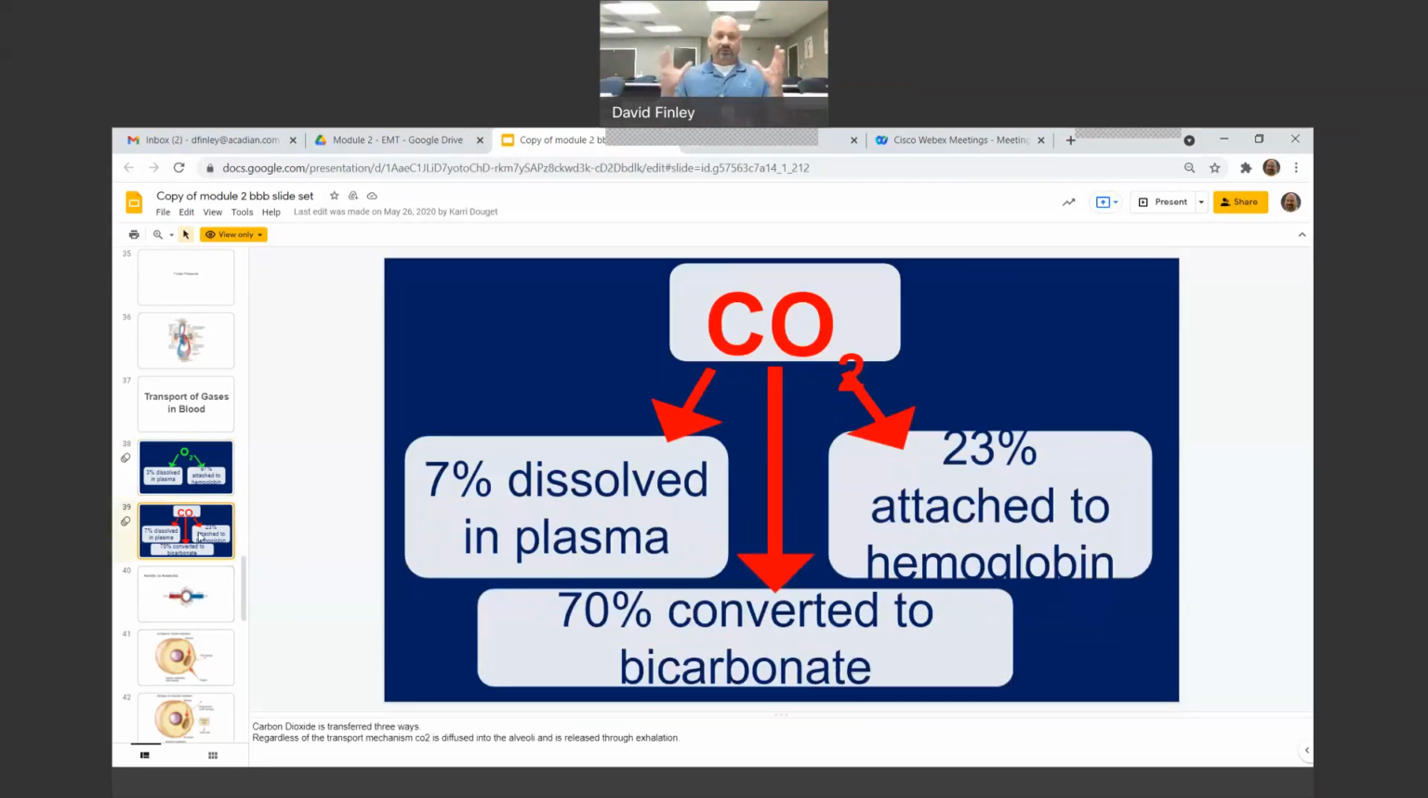Now, this is where things get all kind of complicated, all right? So when you talk about CO2, you can see 7% dissolved in plasma, 23% is attached to hemoglobin, 70% is converted to bicarbonate. We don't want you to focus too much on all this, okay, and learning all these percentages. Just know that this occurs, okay?